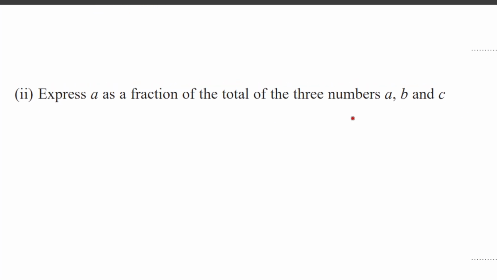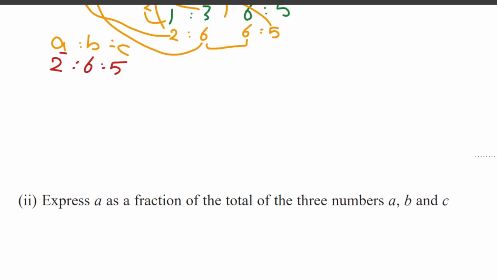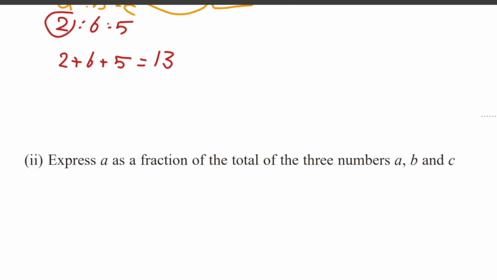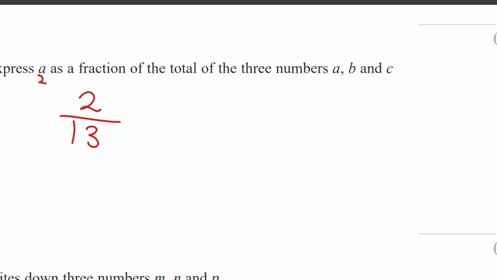Now let's look at the second part. Express A as a fraction of the total of the 3 numbers. So A, you have just 2. And the total is 2 plus 6 plus 5. That gives you 13. So A as a fraction is 2 out of the total, which is 13. And that's 2 marks again.